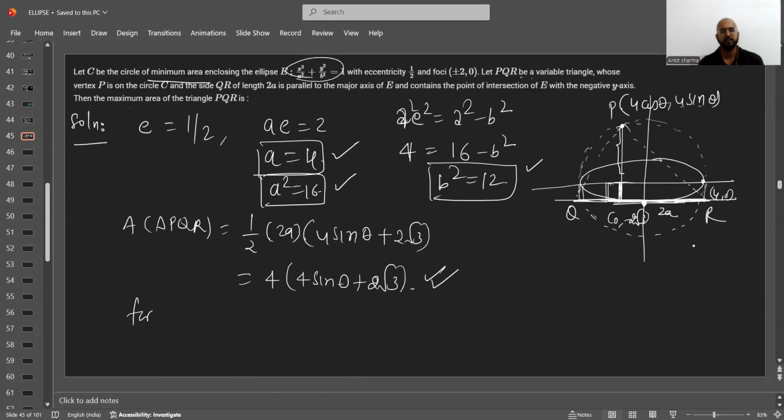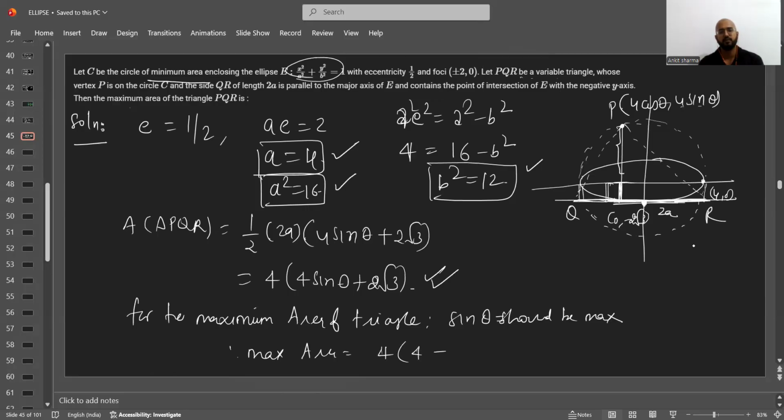Now for the maximum area of the triangle, sine theta should be max. So therefore, the max area we get is 4 into 4 plus 2 root 3. We can take 2 common, so I get here 8 into 2 plus root 3. This is going to be the maximum area of this triangle which satisfies such given conditions.